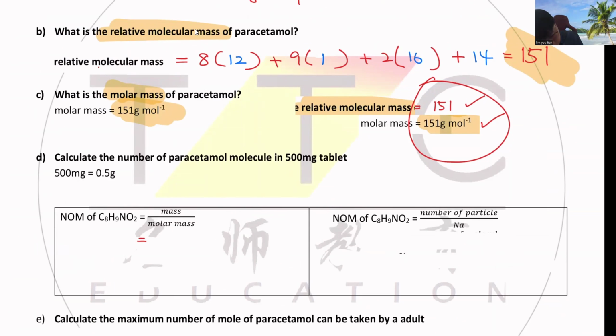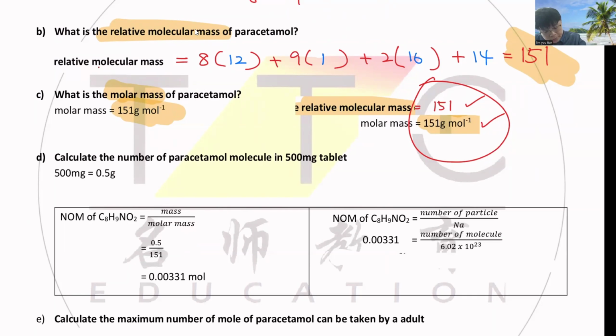I got 0.5 gram divided by 151. This is an example of a question related to daily life because we take Panadol. So now they want you to calculate how many molecules are inside the 500 mg. After you get 0.5 divided by 151, you'll get around this number. So now we will need to convert to how many molecules.